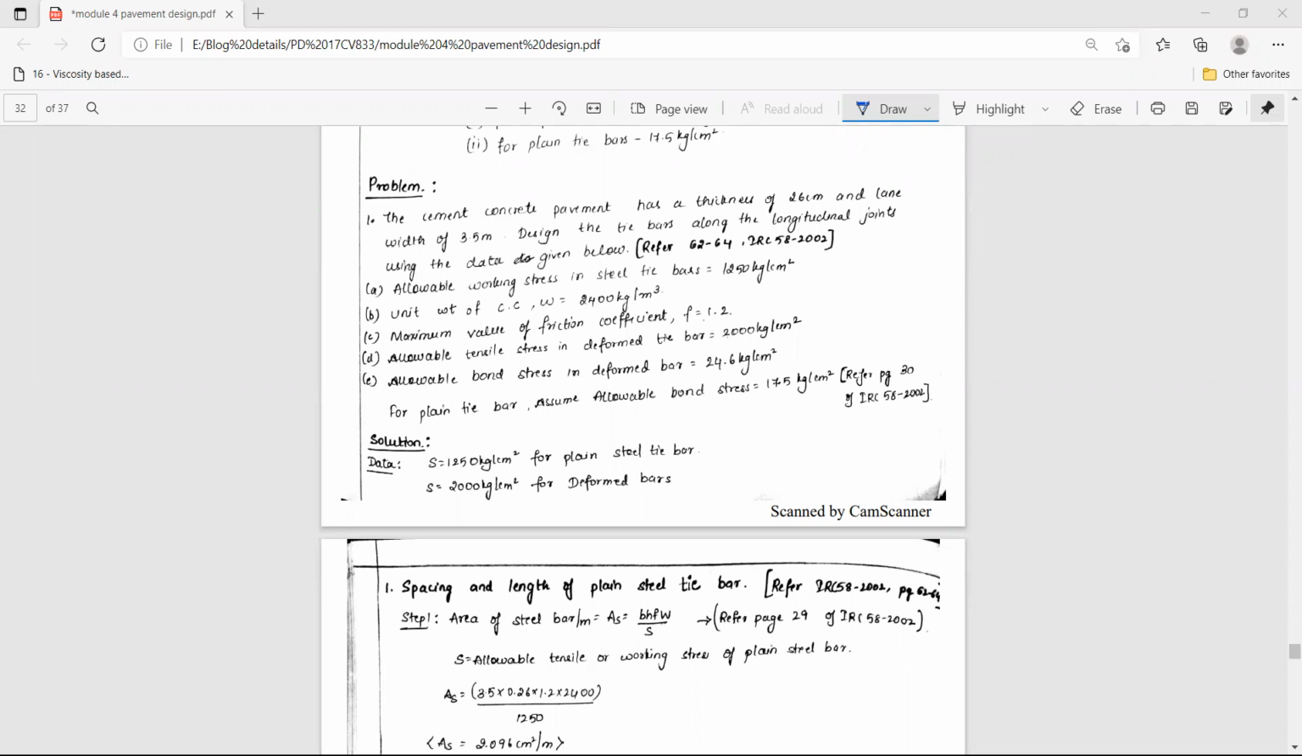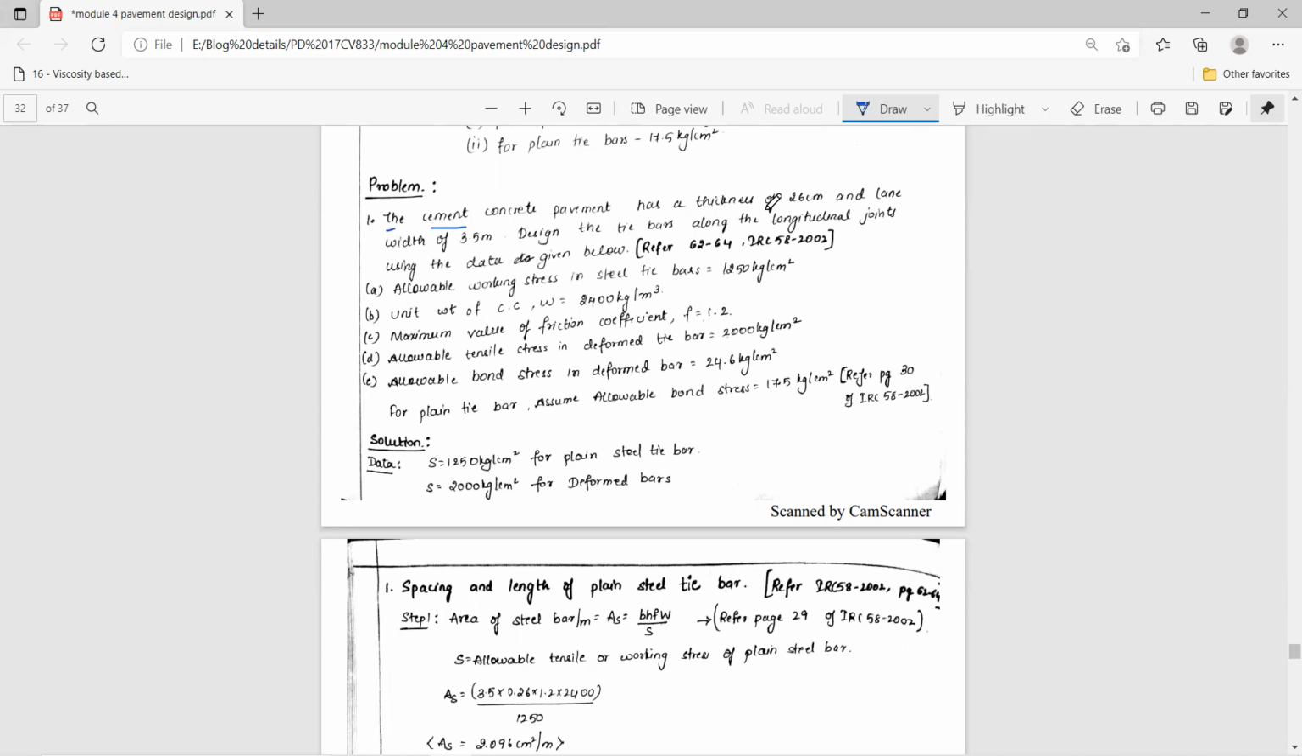Today I am going to teach how to design a tie bar in cement concrete pavement by using the code book IRC 58 2002. Now let us take the problem. In this problem I have mentioned which pages you have to refer in IRC 58 2002 for the design of tie bar. In the previous class, I already explained where we are using dowel bars and tie bars. So now let us take one problem in order to understand design of tie bars.